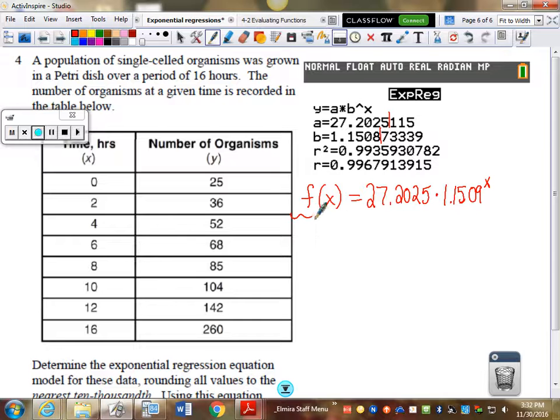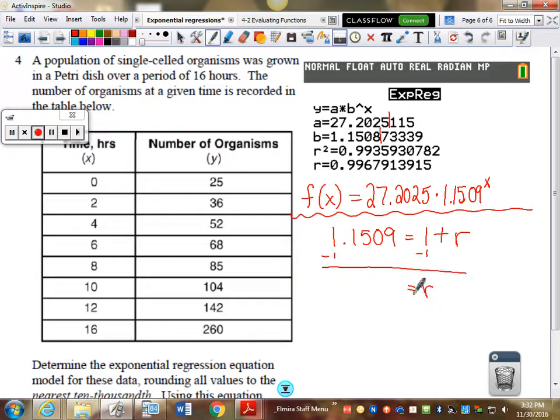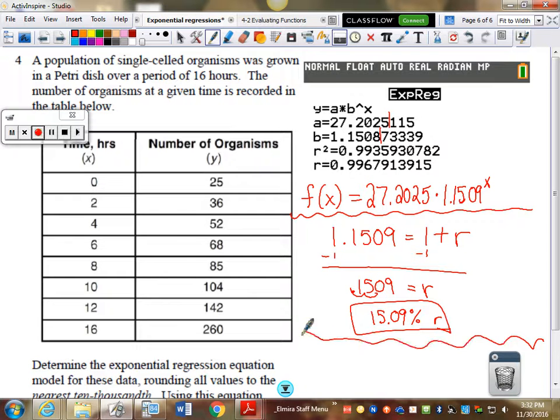Now pause, because I also want you to find r. So if my b is 1.1509, this is a growth function, so it's plus. Many of you subtract off the 1 in your head, and then move the decimal over. That's my r. So that was the extra thing I wanted you to do.